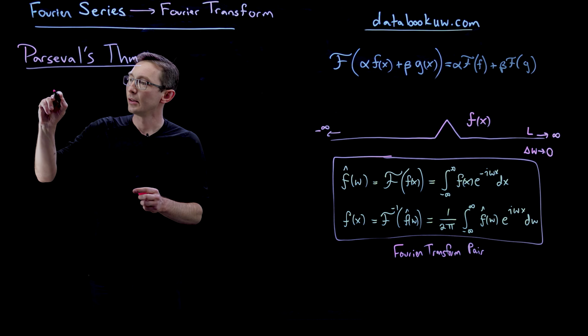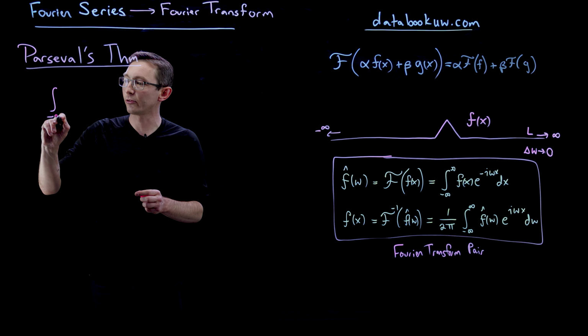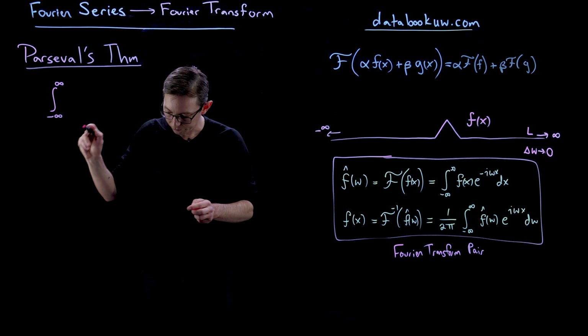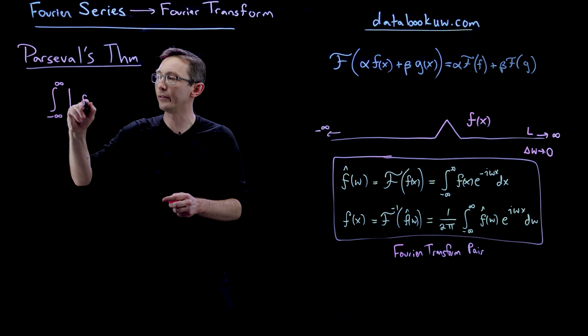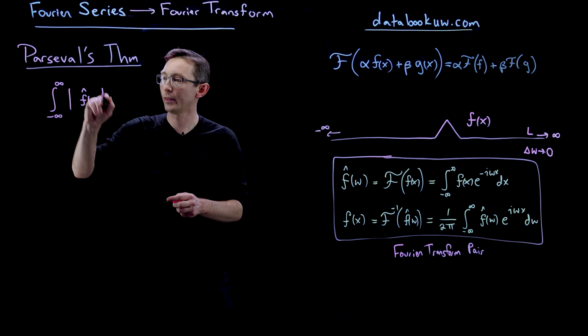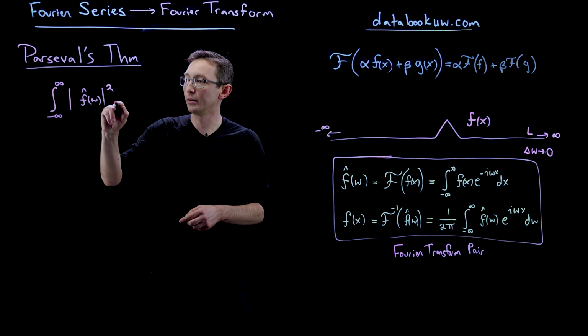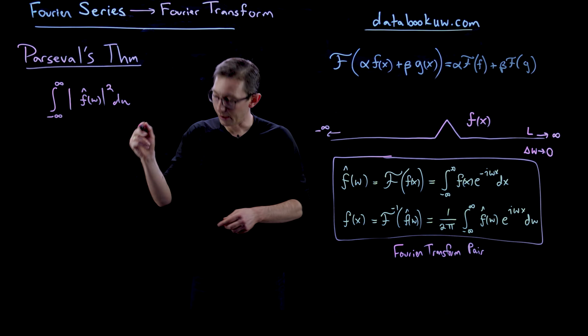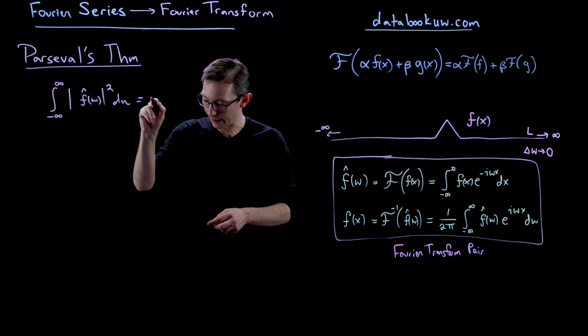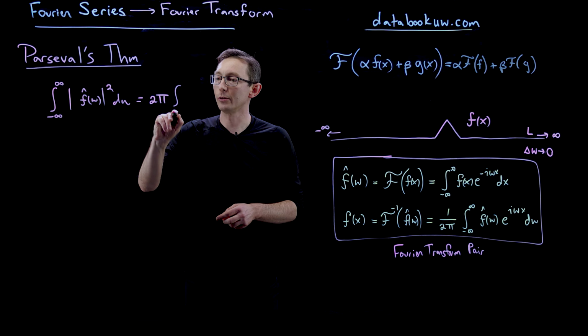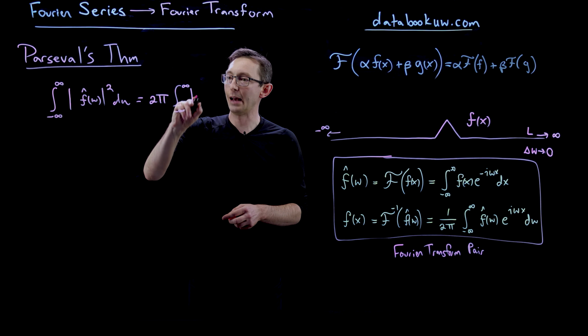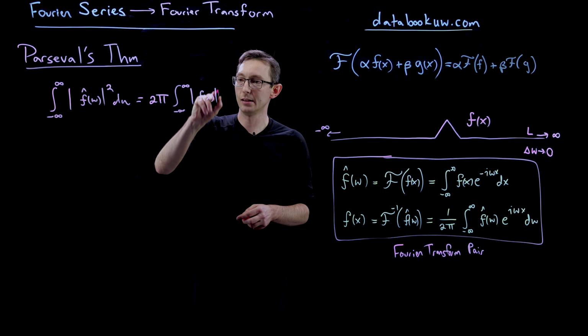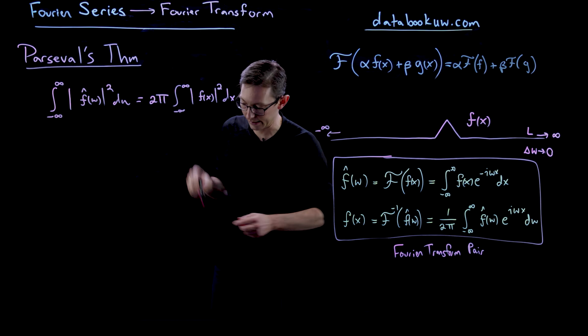Okay, so I'm just going to write it out, and then I'm going to talk you through what this means. So what this tells you is that the integral from minus infinity to infinity of the absolute value of the Fourier transform of f squared d omega is equal to 2 pi times the integral from minus infinity to infinity of the absolute value of f of x squared dx.